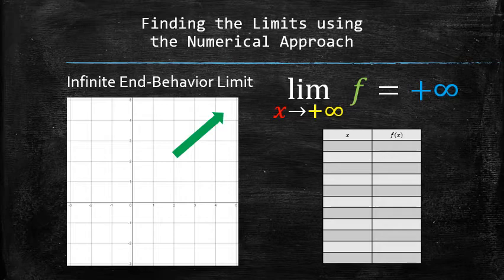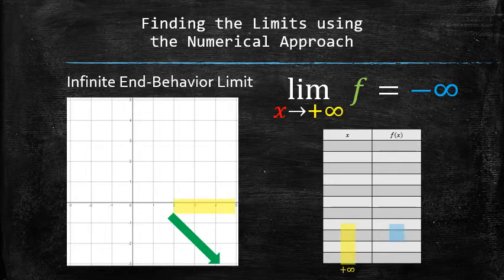When a function has the following infinite end behavior limit, as x approaches positive infinity, the sequence of outputs will approach positive infinity. When a function has the following infinite end behavior limit, as x approaches positive infinity, the sequence of outputs will approach negative infinity.